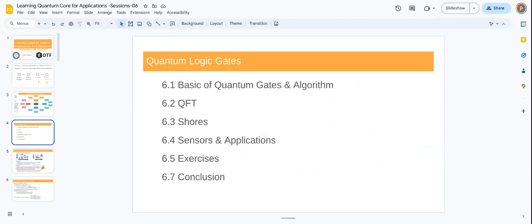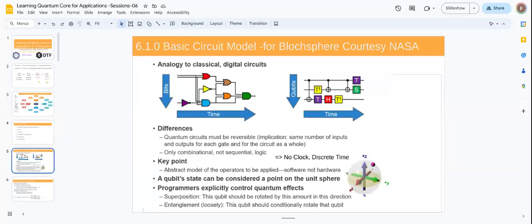So today we'll cover the basics once again, because this is the concluding session. We want to make sure that we cover the basics of quantum, the QFT, Shor's, sensors and application, extension, exercises, and conclusion. So it's 10 past 10, almost 10 minutes. So let me start with the presentation on the basics.